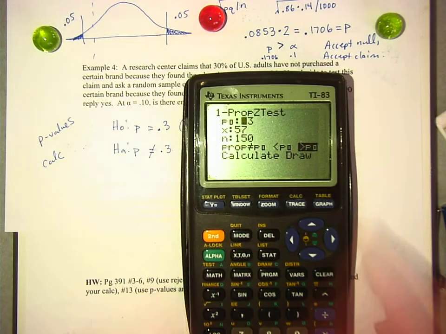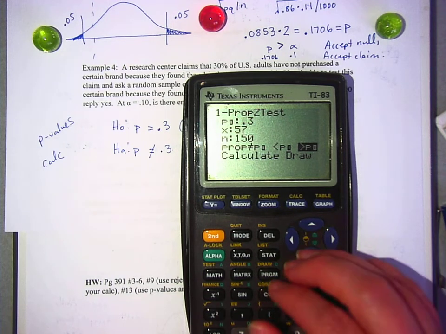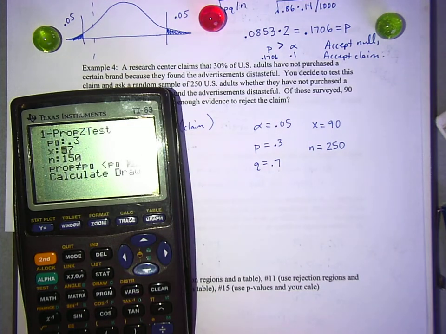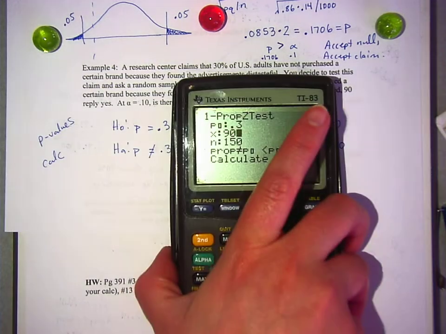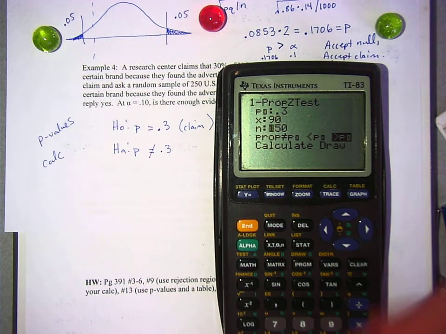All right, tell me what to write. That was our claim. P-naught is 0.3. Yes, which mine already was. And then x is 90. Yep. And then n is 250. Yes. Okay, which one should we pick? Not equals to, less than, greater than? Not equals to. Correct.